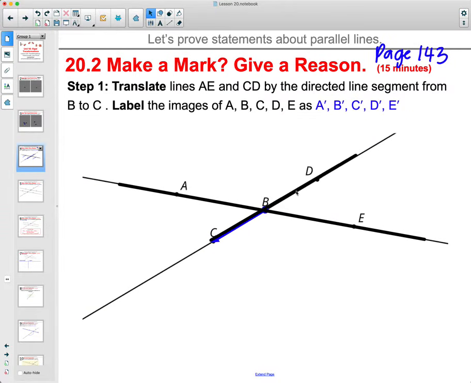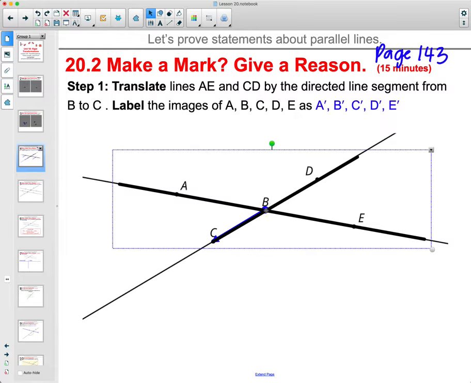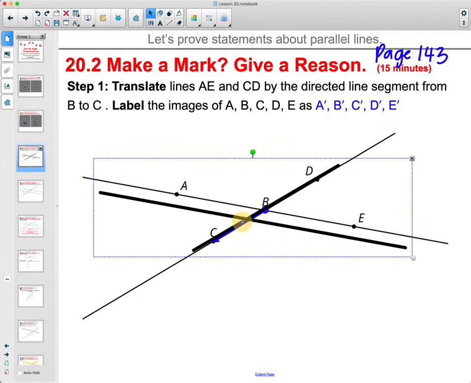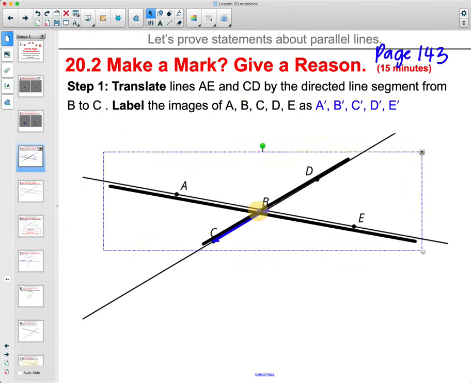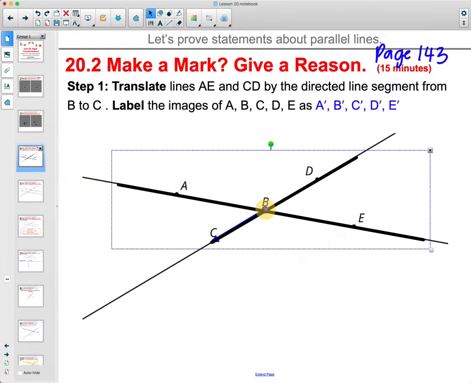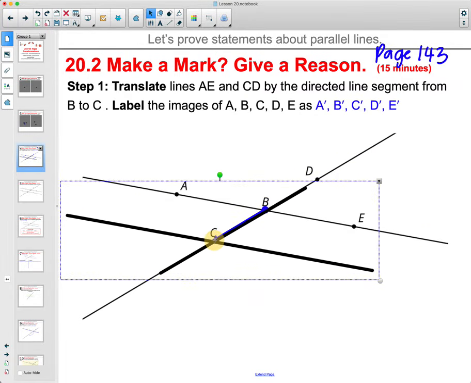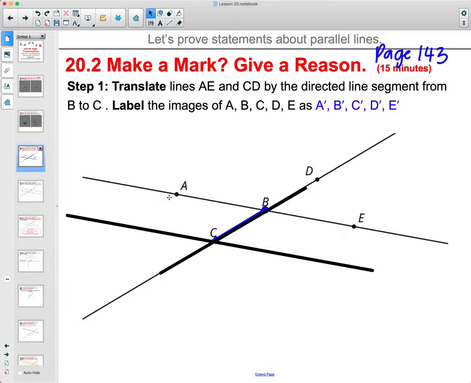So you're going to take these two lines, so you can do tracing paper, and you're going to move them this far. So you're going to grab B and move it to C. Okay, so that's how far you're going to move that line. So you're just going to translate from B to C, take that whole tracing paper and slide it down. And then relabel your new points.